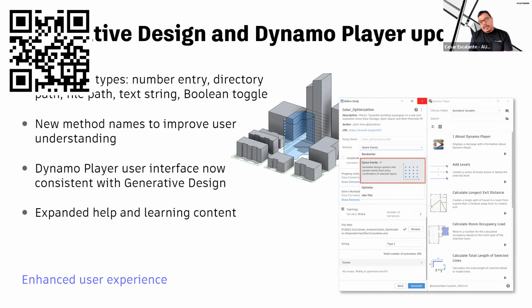Use the Dynamo Player to automate tasks in Revit. Use generative design to explore multiple solutions to a design problem. You can retrieve and expand the support menu on each dialog and get access to support links in the description of each study. Explore and achieve better design outcomes with these enhancements in generative design and Dynamo Player.